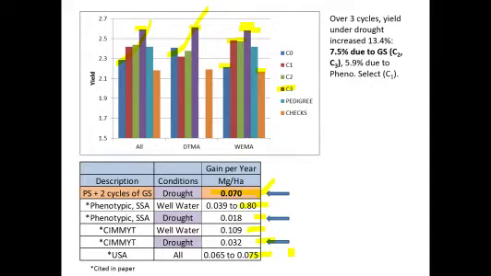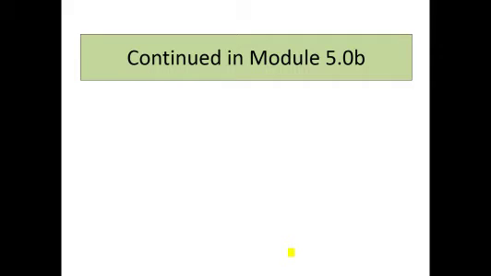So certainly here you conclude that genomic selection for yield and for drought tolerance in maize has been working. With that, we'll continue on to the second part of Module 5.